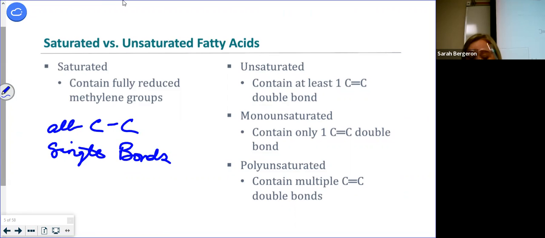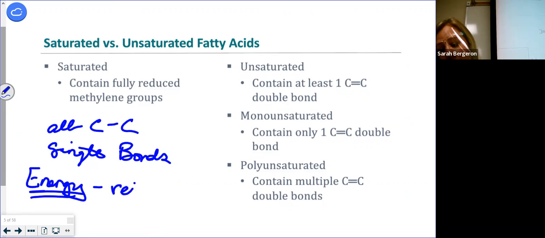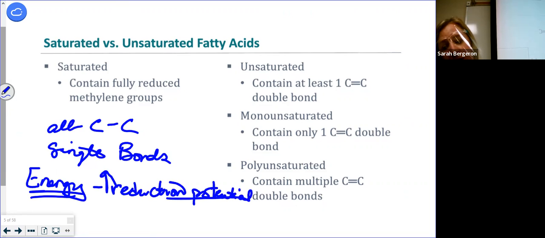And they're actually going to have different effects on the body, right? So these long chain saturated fatty acids over there, those are going to be our energy. Because they're fully saturated, they have lots of reduction potential. It's high reduction potential.